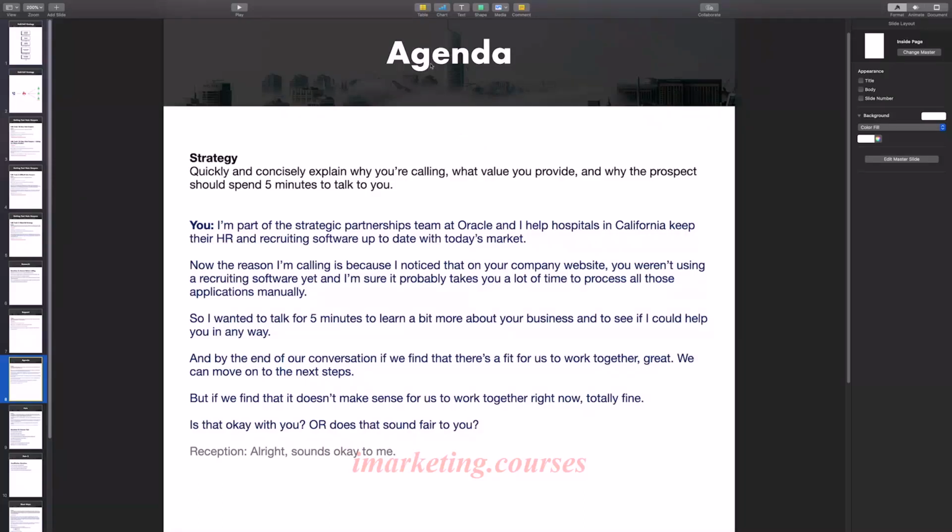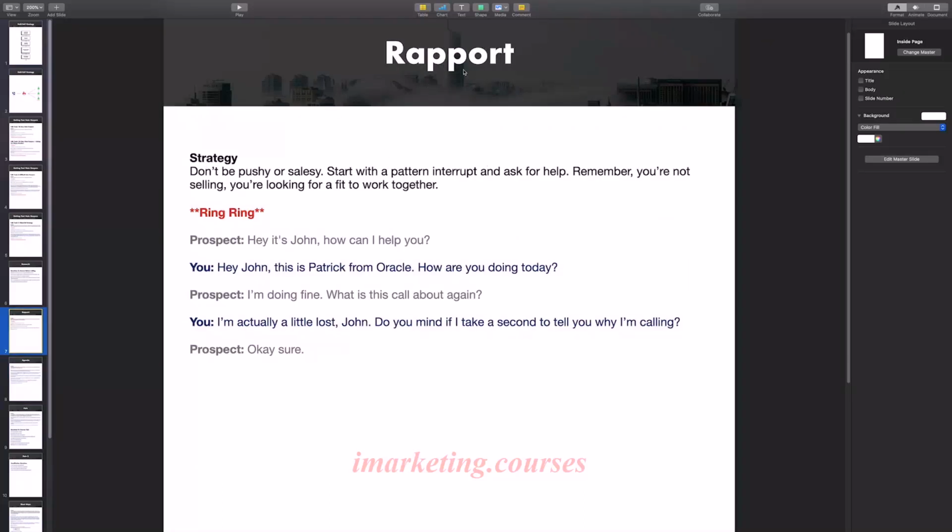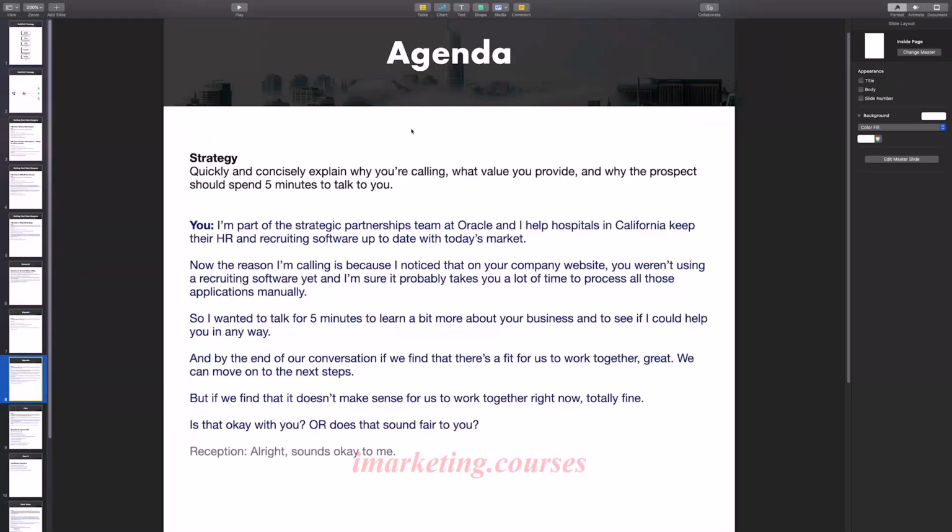So you can only get to the agenda if you build rapport. If you don't build rapport, you cannot get to the agenda. And you can only get to, let's say, the pains unless you do the agenda, right? So that's why it's a step-by-step process. So let's go ahead and do this.